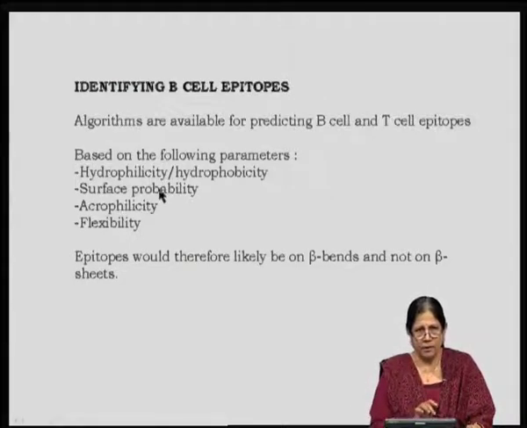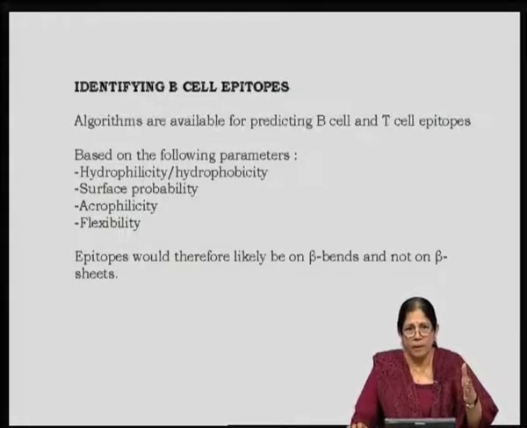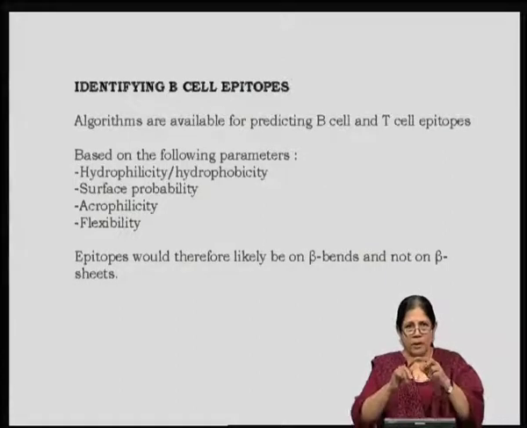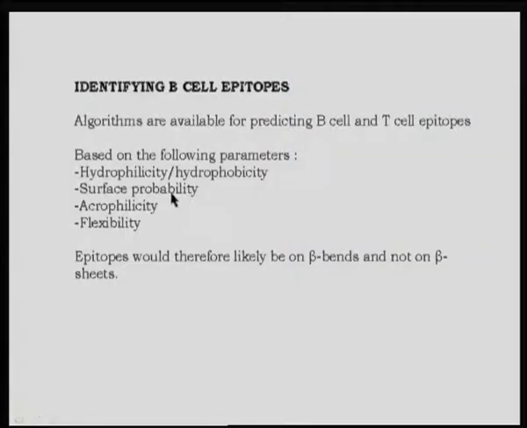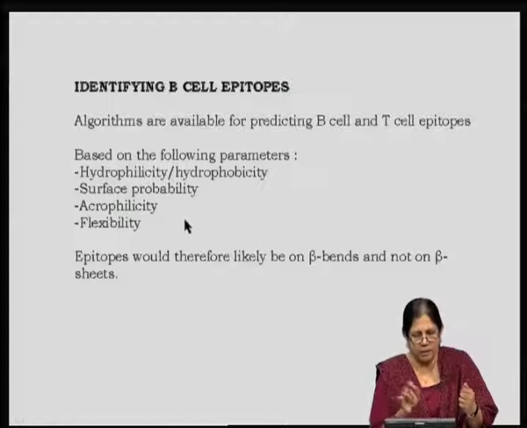For them to be hydrophilic and accessible, there should also be surface probability. There could be other regions of the molecule that are hydrophilic, but yet not a part of the antigenic determinant, because they are not surface exposed. When a protein is getting folded, there is a possibility that you can have hydrophilic regions which happen to be inside the molecule just because of the folding and nothing else. So, you also need surface probability, which is accessibility, acrophilicity and flexibility. Surface probability one can predict, acrophilicity is again being accessible, and flexibility.